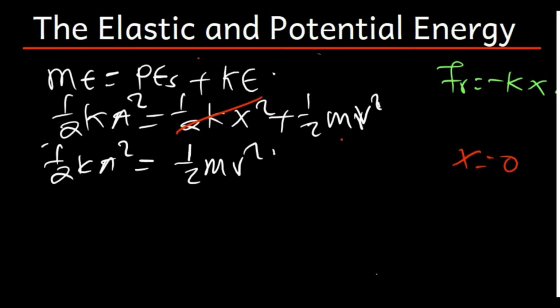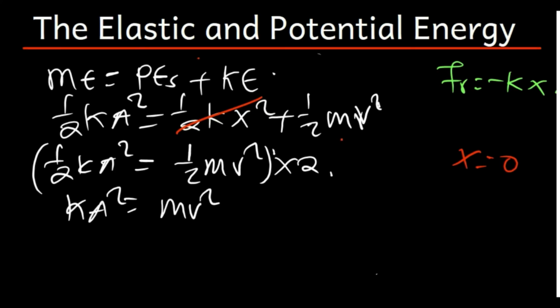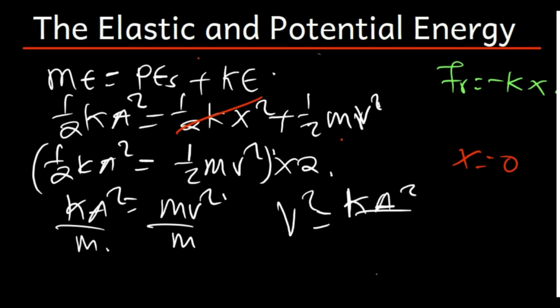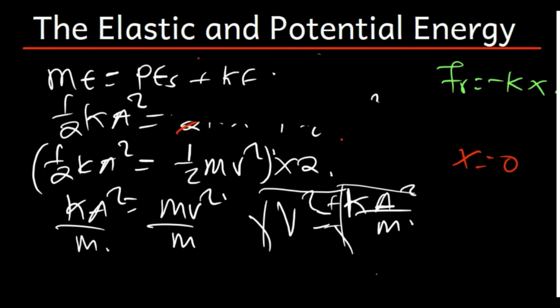So to get rid of half, I'm going to multiply by 2 everywhere. This is going to give me ka squared equal to mv squared. I can divide both sides by m. So I'm going to have v squared equal to ka squared divided by m. I can take the square root of both sides. So this is going to be plus or minus, but we can just put it as plus. That is just okay.